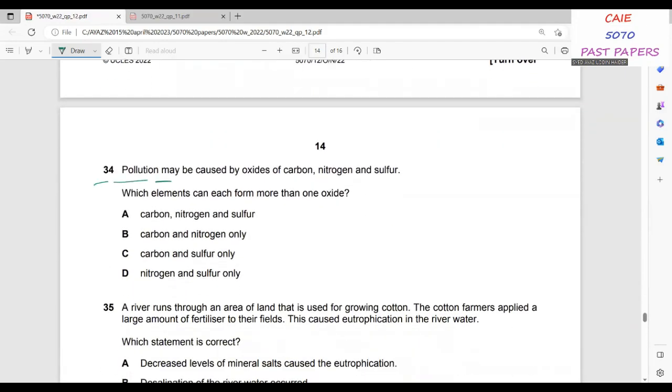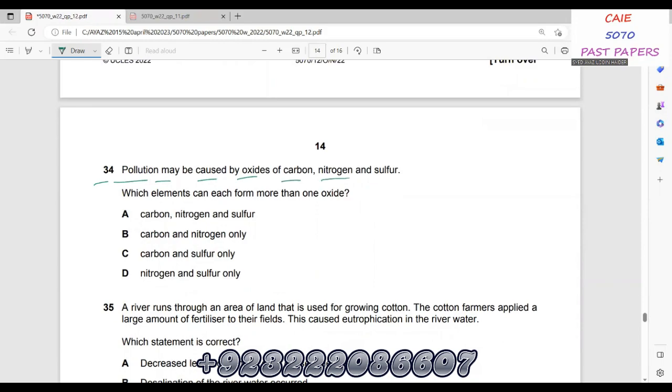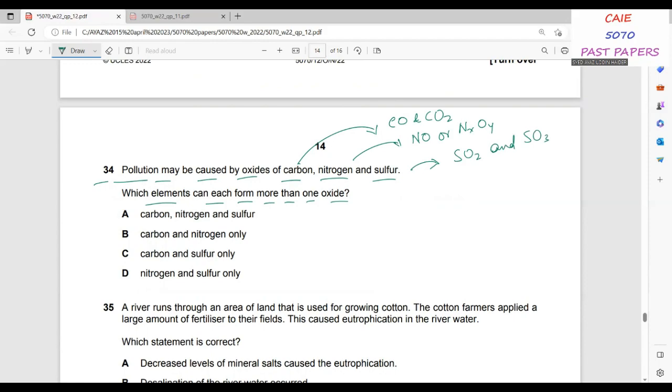34, pollution may be caused by oxides of carbon, nitrogen, and sulfur. Which elements can each form more than one oxide? All of these form more than one oxide. For example, carbon, CO and CO2. Nitrogen, you have multiple oxides. You have NO or NxOy. Sulfur, you have SO2 and SO3. So choice A will be the right answer in this case. All the other choices are incorrect. 35.